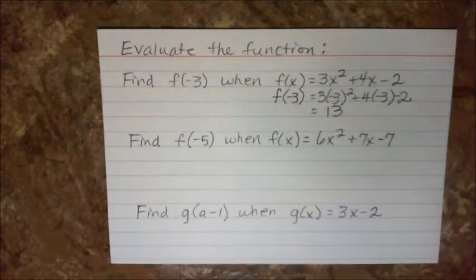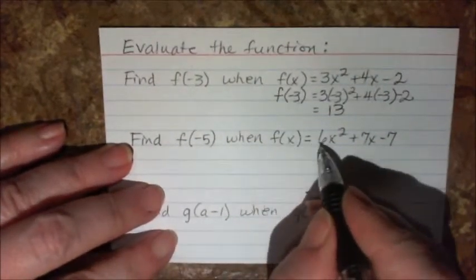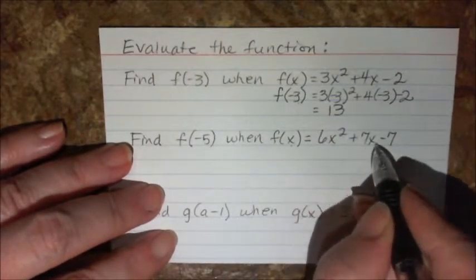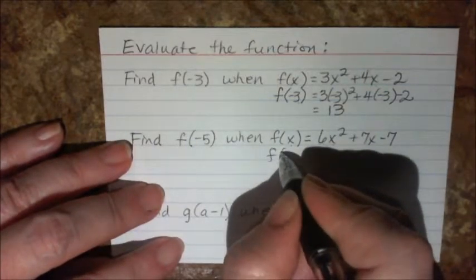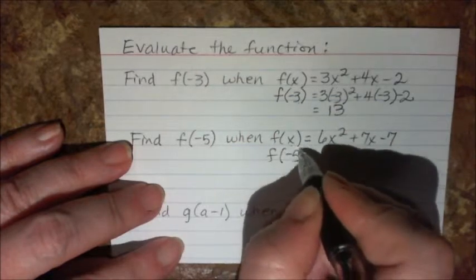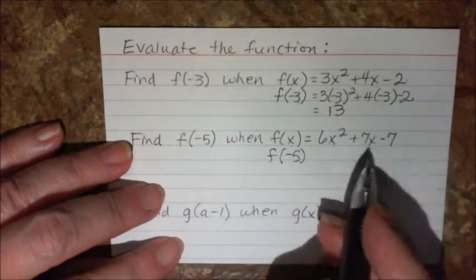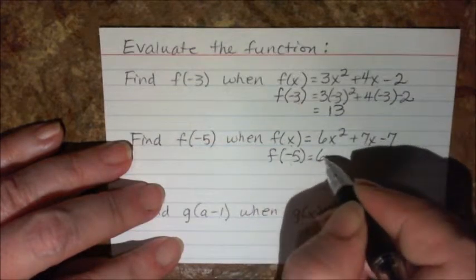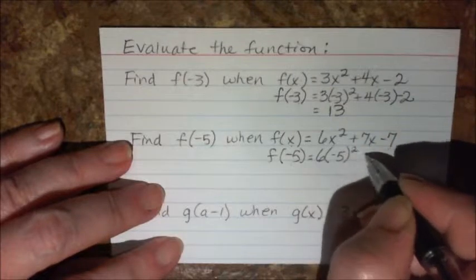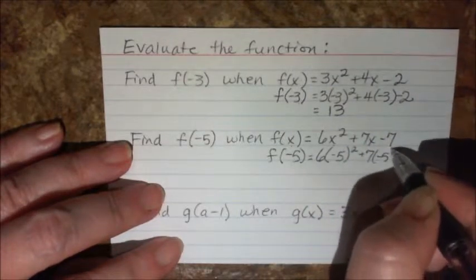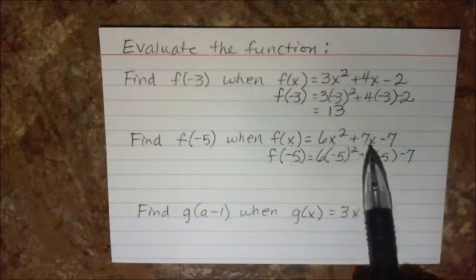Find f of negative 5 when f of x is equal to 6x squared plus 7x minus 7. So again, our job here is to find f of negative 5. What happened from here to here? X became negative 5. All x's should become negative 5. Replace all x values, all x variables with negative 5. Plus 7 times negative 5 minus 7. Alright, and then we have calculations to do again.